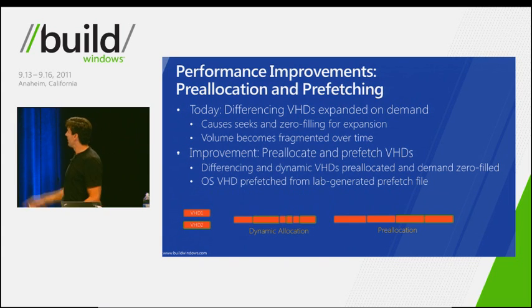So we're moving to pre-allocation, where we're going to pre-allocate the differencing VHD. We're going to pre-allocate the resource dynamic VHD so that all of the files are their maximum size, and there's no extension at runtime. Because we're not over-provisioning the space on the blades, we can do this.